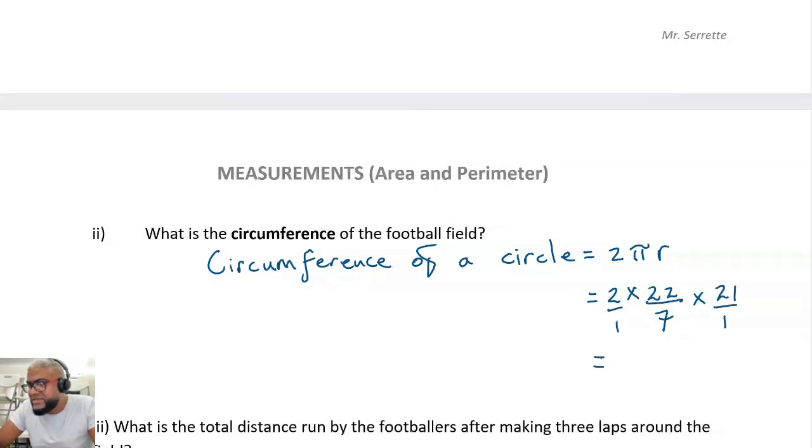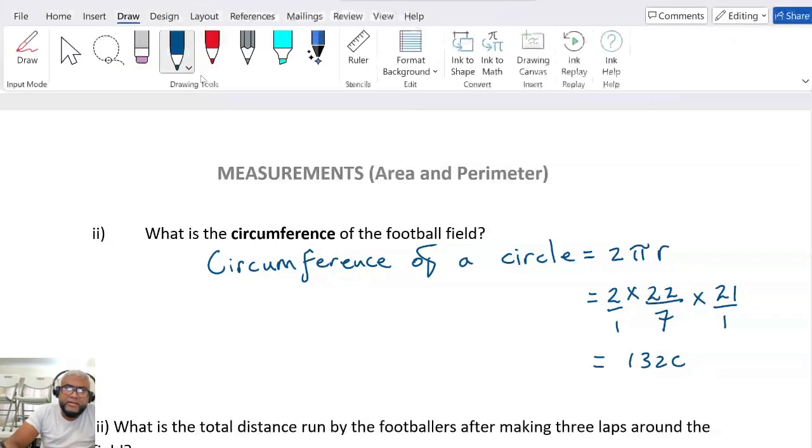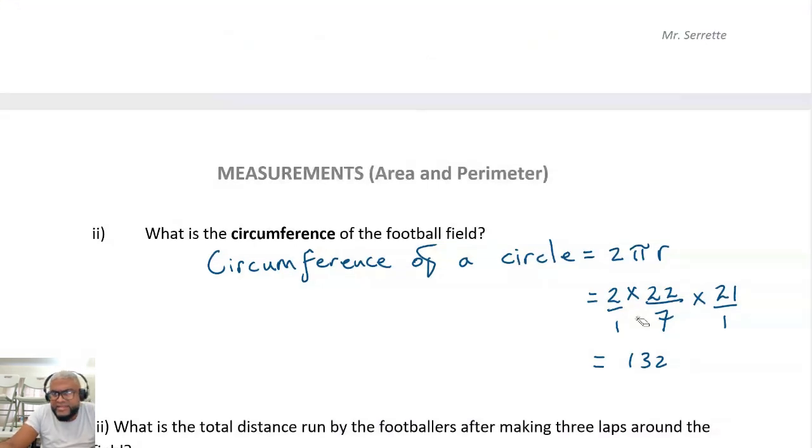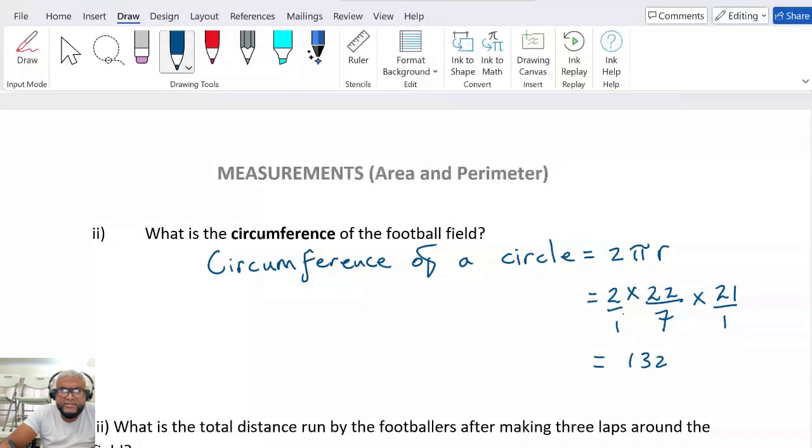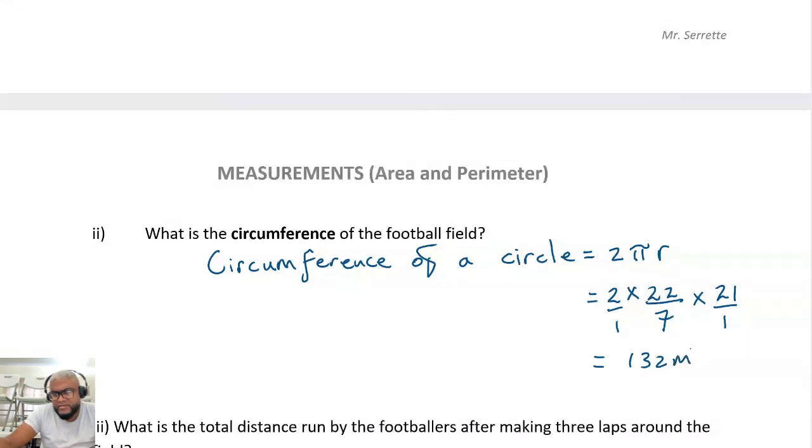Okay, so when you multiply this out, there's somebody that's going to give the answer. Aidan Ramjan, what do you have as your circumference here? 132. All right, proper thing. 132. Somebody second that? Correct, sir. All right, and it is meters.